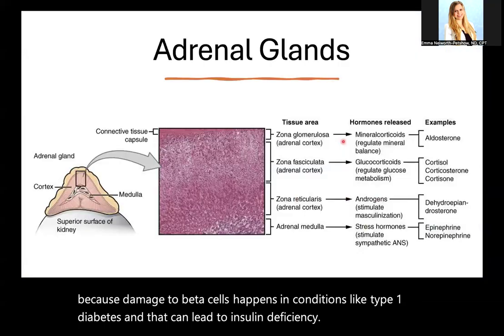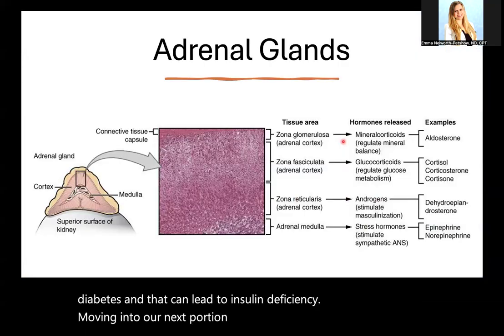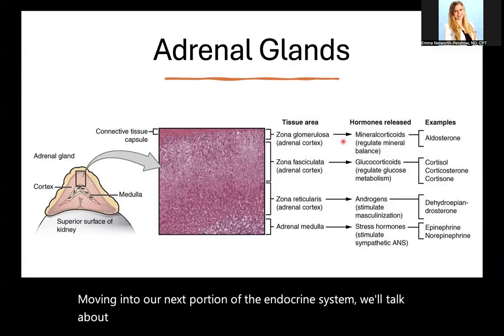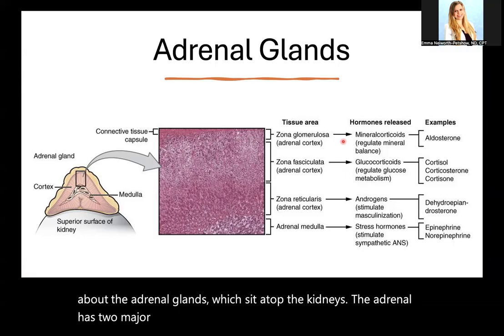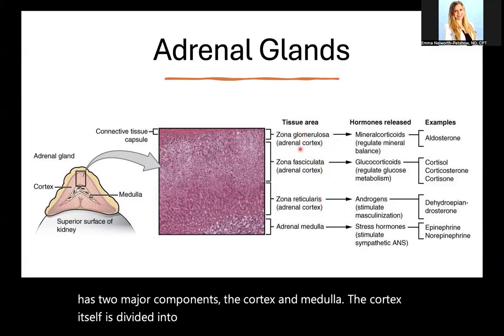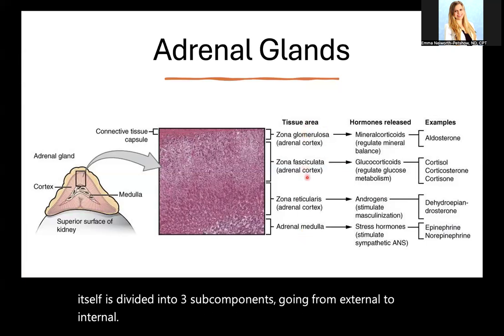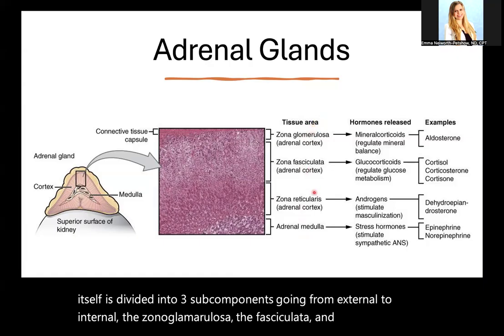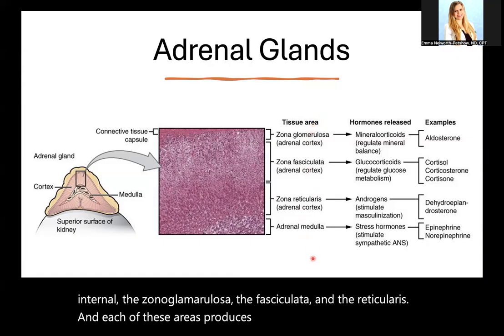Moving into our next portion of the endocrine system, we'll talk about the adrenal glands, which sit atop the kidneys. The adrenal has two major components, the cortex and medulla. The cortex itself is divided into three subcomponents, going from external to internal: the zona glomerulosa, the fasciculata, and the reticularis. And each of these areas produces a different class of hormones. The medulla itself produces catecholamines.